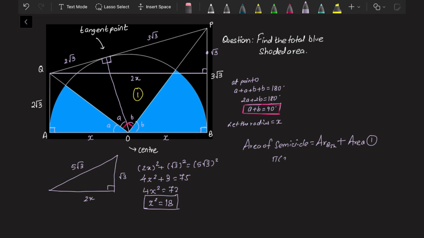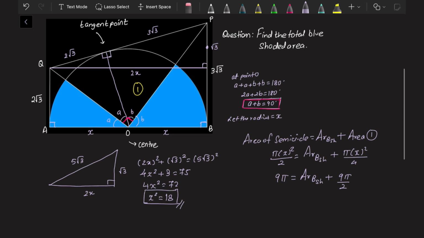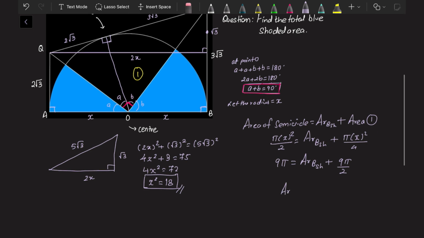Area of the semicircle is simply pi the radius square upon 2. Area of the blue shaded region is the thing that we need to find, plus area 1, it should be simply pi the radius square upon 4. Okay. Now as I told you, we don't need x because all we need is x square. So 18 pi upon 2 means 9 pi, and that is the area of the blue shaded region, plus now over here we'll have 18 pi upon 4 means 9 pi upon 2. We'll do a simple subtraction, and hence this particular part, the area of the blue shaded region, is 9 pi minus 9 pi upon 2, resulting in 9 pi upon 2 unit square.